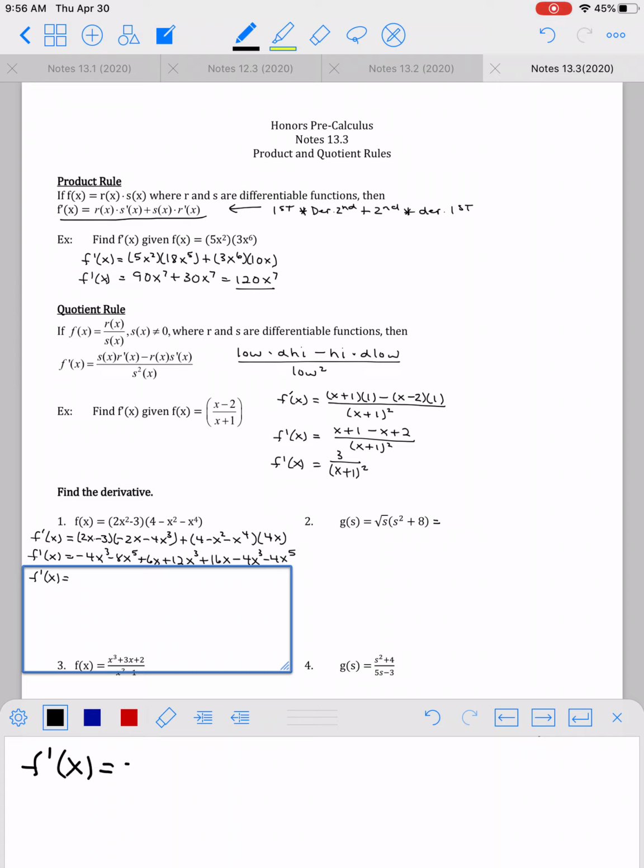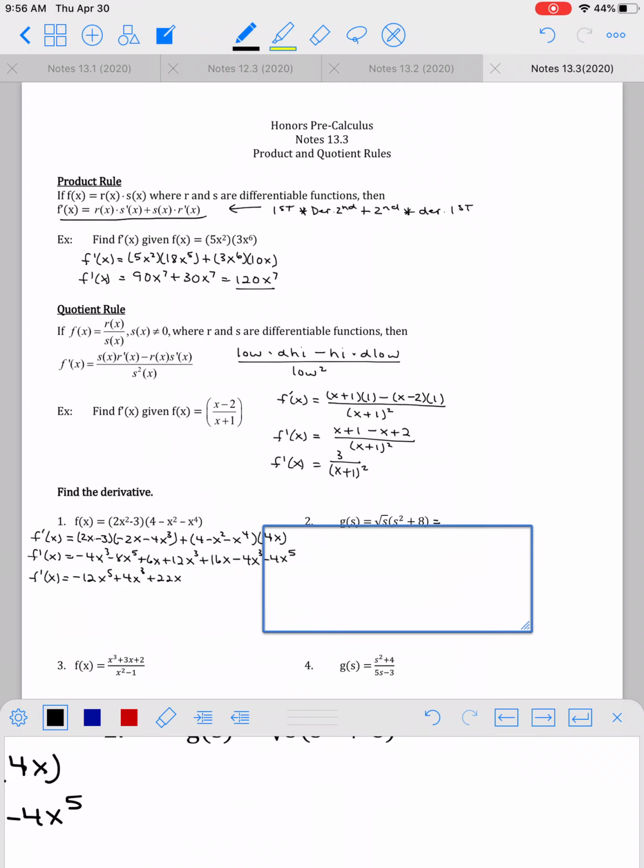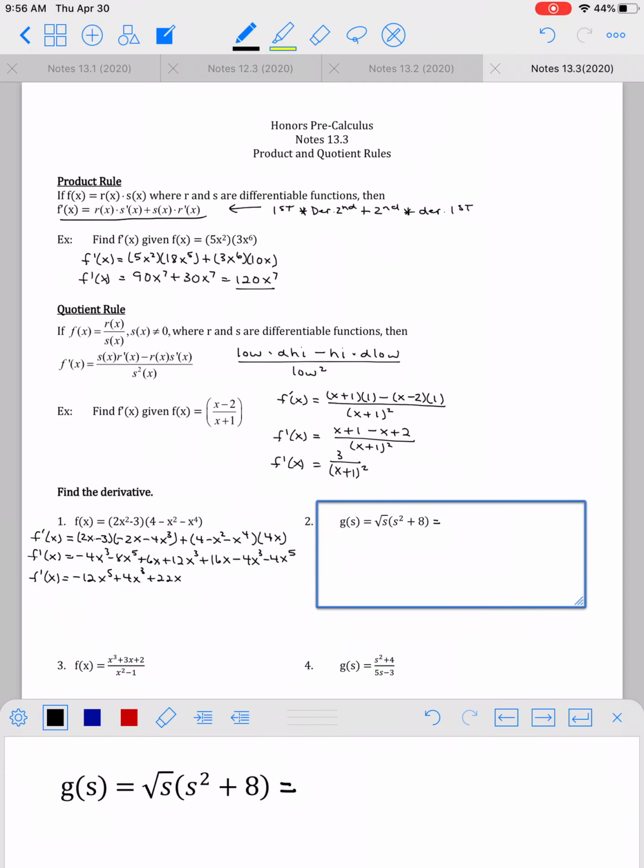So that's going to give us negative 12x to the fifth plus 4x to the third plus 22x. And there's your derivative. Now, here's an example of working smarter, not harder. Here, I would not use the product rule.